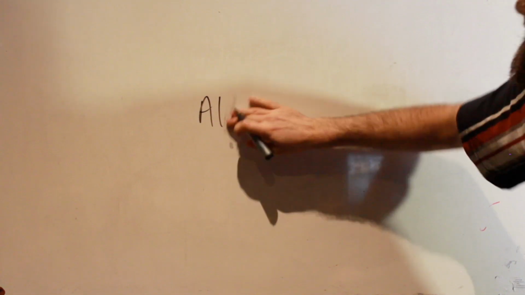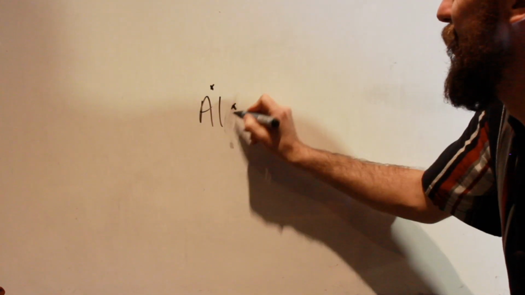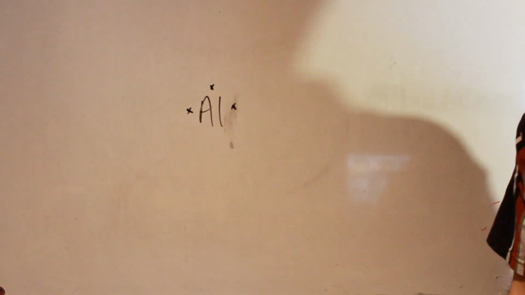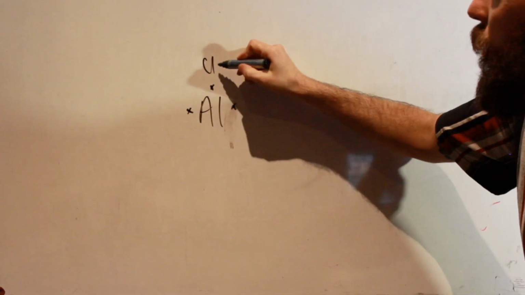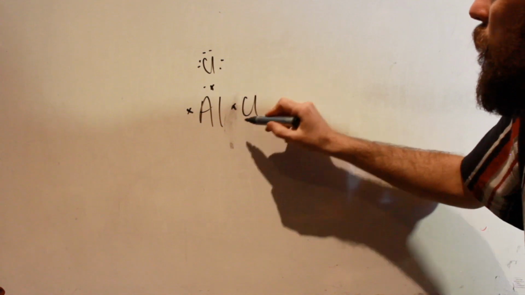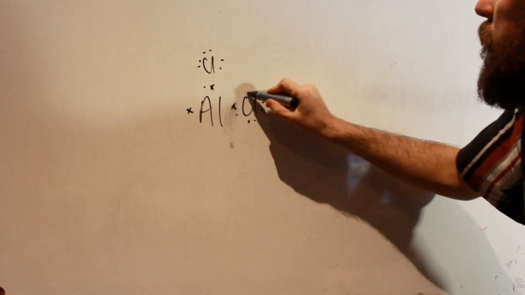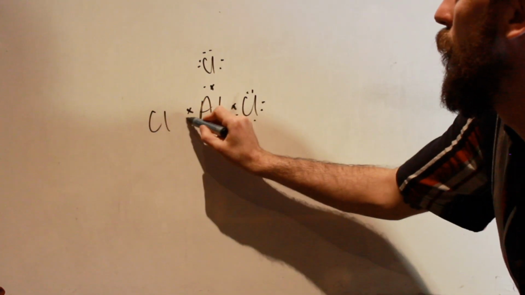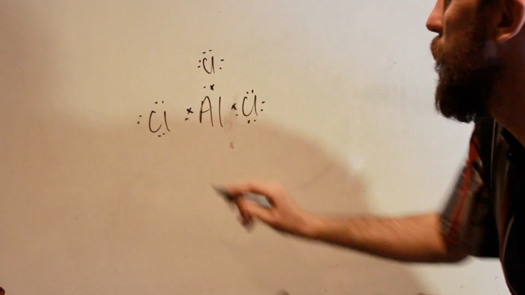Al, 1, 2, 3. Chlorine has 7. So Cl, 1, 2, 3, 4, 5, 6, 7, and the same for each of the other two chlorines.